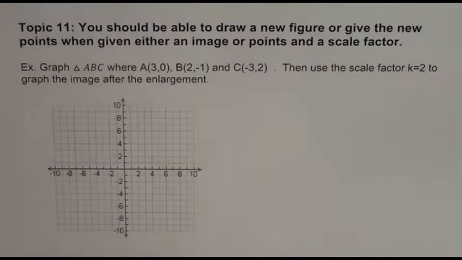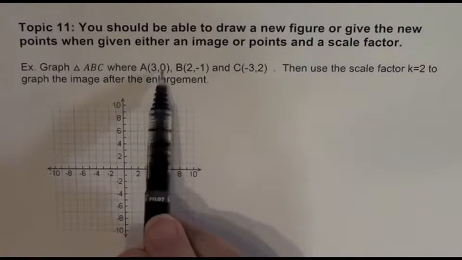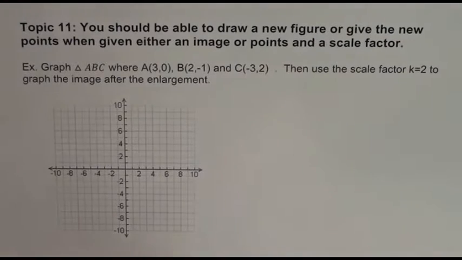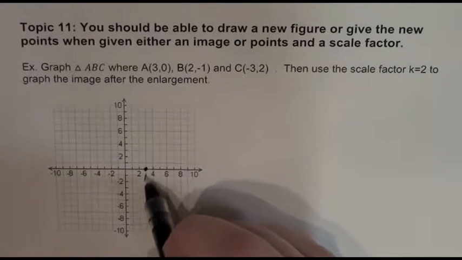So the first example, graph triangle ABC where A is (3, 0), B is (2, -1), and C is (-3, 2). Then use the scale factor K equals 2 to graph the image after the enlargement. So first thing, plot the points A, B, and C. (3, 0). The first number is how far left or right you go. The second number is how far up or down you go. So (3, 0) means we go right 3, up or down 0 to get A.